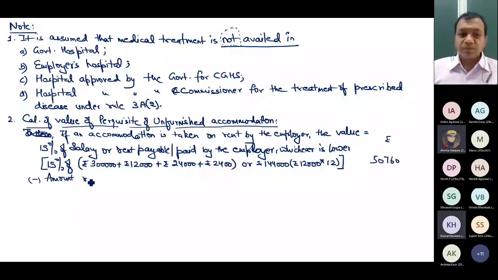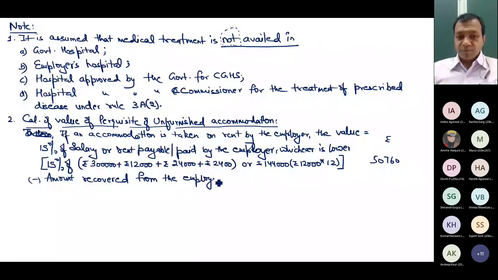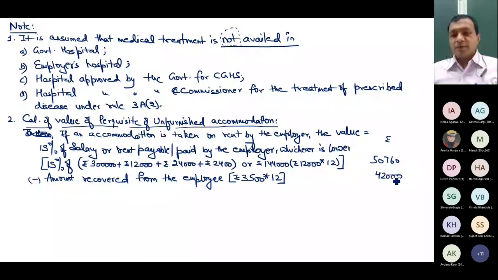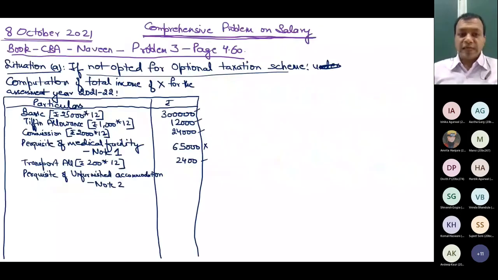Amount recovered from the employee. Yes. This nominal rent means this was accommodation at concessional rent. Amount recovered from the employee is 42,000. So the difference is 8,760. That's it. So I will write note to 8,760.